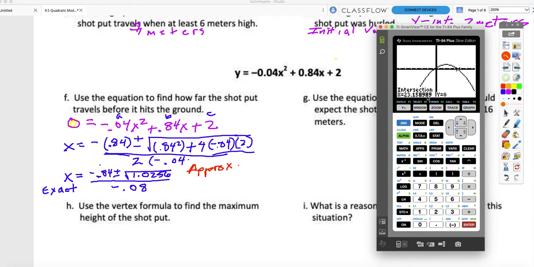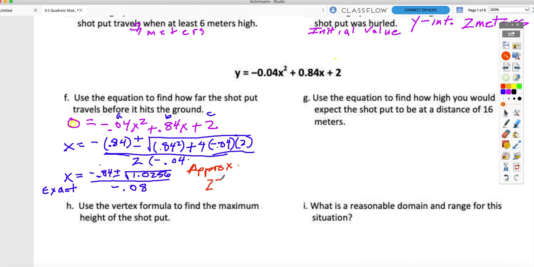And I am going to have to round this, and we expected to. This is an irrational number. So I've got 23.1589 and so on. We're going to round this to 2 decimal places. I don't care about the negative one. The negative one doesn't do me one bit of good. So my answer is going to be 23.16. And my units, how far did it travel? Those are meters.